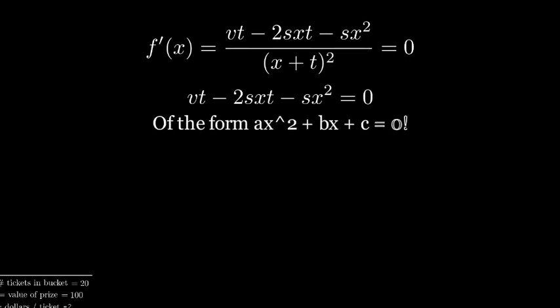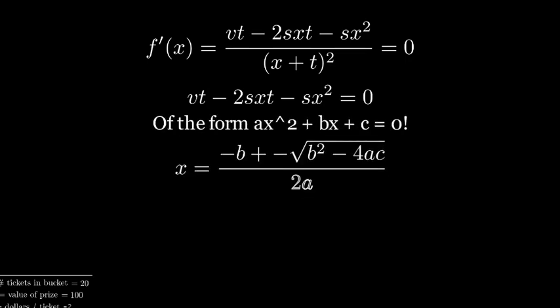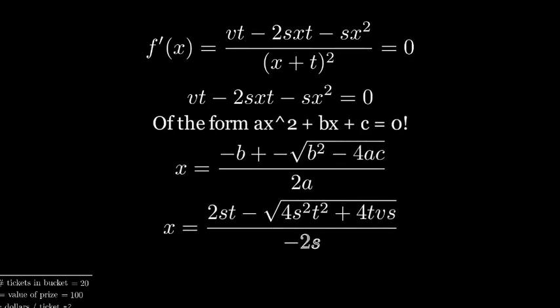So let's just use the quadratic equation, and we get finally that x equals 2st plus or minus the square root of 4s squared t squared plus 4tvs, all over negative 2s. And in this case, if you look at the graphs, it actually turns out that the relevant answer is always going to be the one when you do subtraction instead of addition, which is why I only have the minus sign here. So this is the formula for the optimal number of tickets to buy for any raffle.